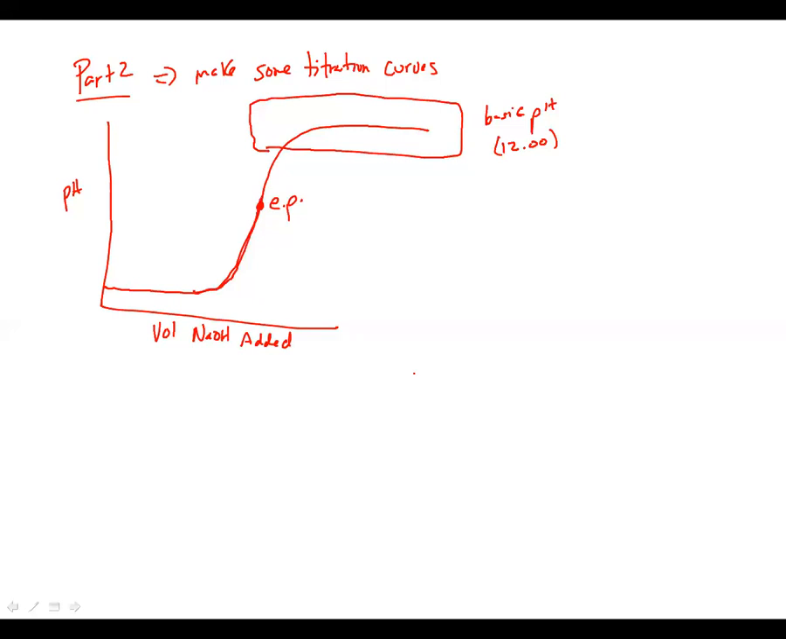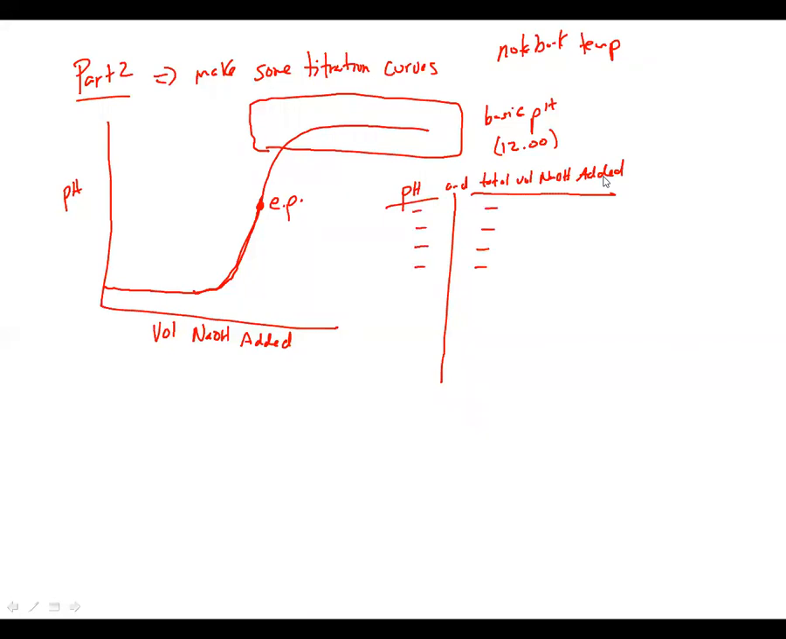And obviously one of the main goals of part two of this experiment is to generate a very nice looking titration curve. You're again going to do this with the simulator. So you're going to again pick up your burette, you're going to pick up your acid, your base, you may use your indicator, your pH meter, and you're going to have to record as you do this. Obviously, the pH, up to around that pH of 12, where you'll actually see it sort of level off.